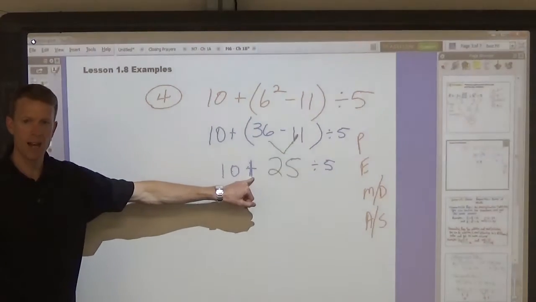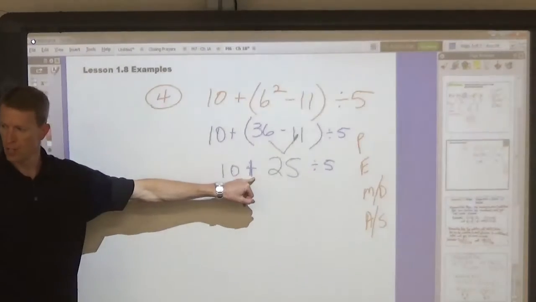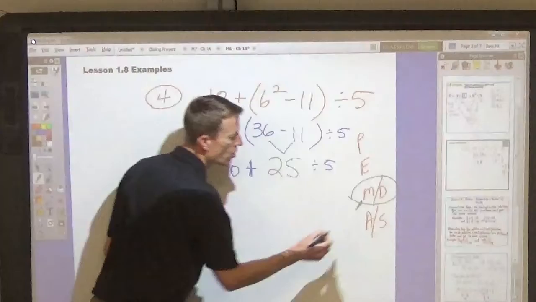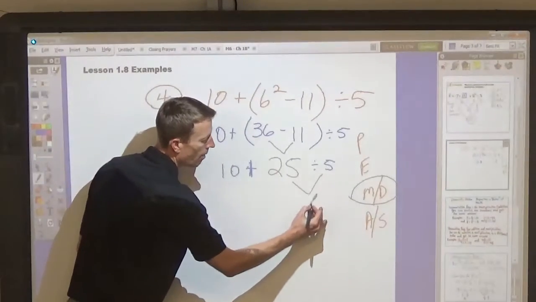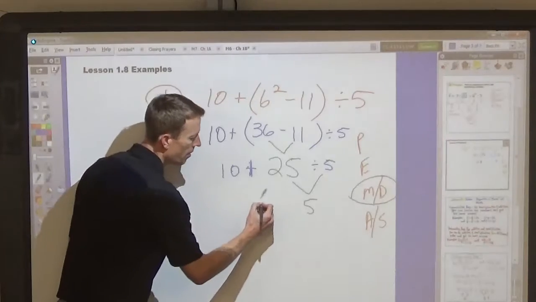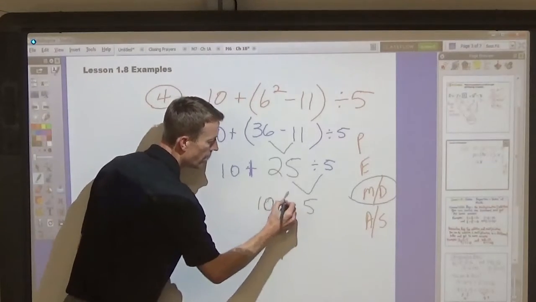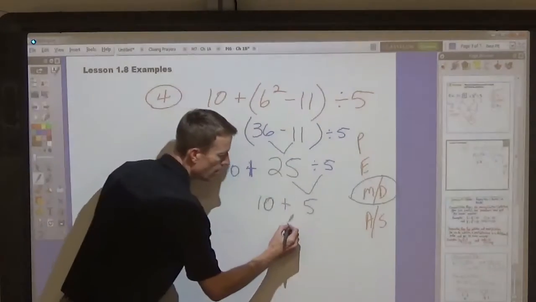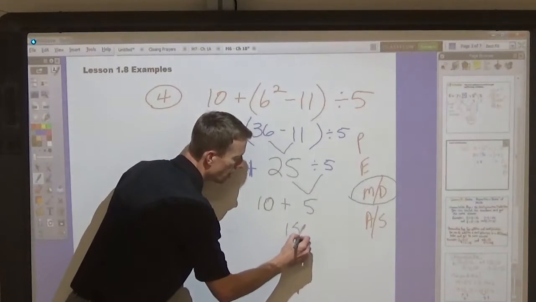So what should we do next? Josh? Correct. We have to do multiplication and division next. 25 divided by 5 is 5. And then do the addition. 10 plus 5 is 15.